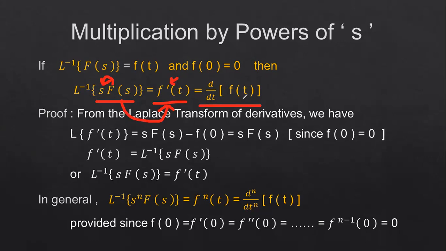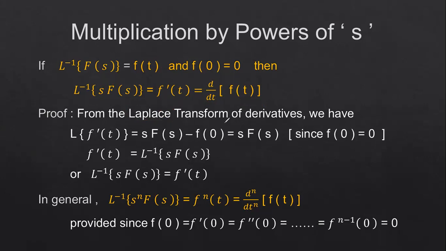Whatever function is converted from F of s, F of s is converted to f of t. This is about the multiplication by powers of s method. Simply, Laplace inverse of s into F of s is equal to f dash t, that is equal to d by dt of f of t. Already we have done this theorem statement in Laplace transform. Here I will explain it in a simple way.